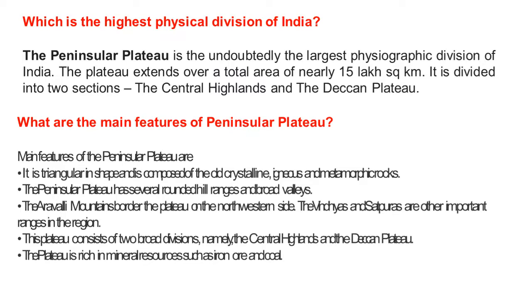What are the main features? Features of the Peninsula Plateau. Main features of the Peninsula Plateau are: it is triangular in shape and is composed of crystalline, igneous, and metamorphic rocks. The Peninsula Plateau has several rounded hill ranges and broad valleys. The Aravalli Mountains border the plain on the northwestern side.